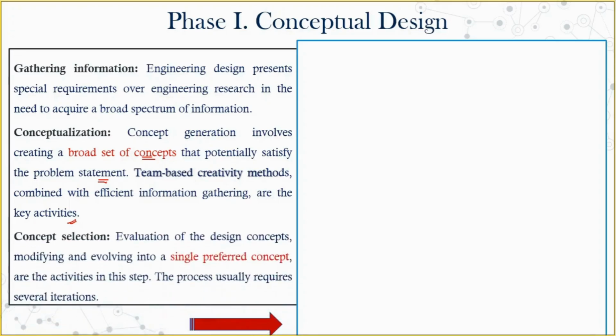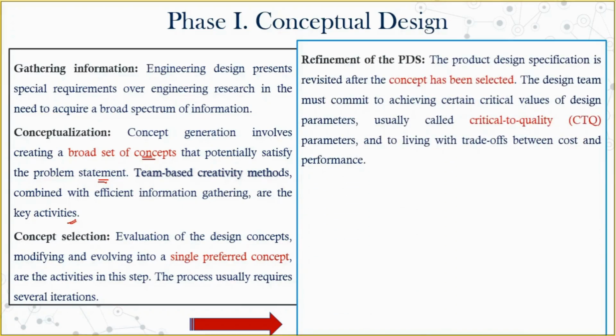Then once you are done with the conceptualization, you can go ahead with the next part, that is concept selection. So now you have a set of concepts. Suppose you have 10 or 12 concepts, you can select one concept from those, and go ahead with the manufacturing as well as the next step. So here, the next step, you are going to refine the product design specification.